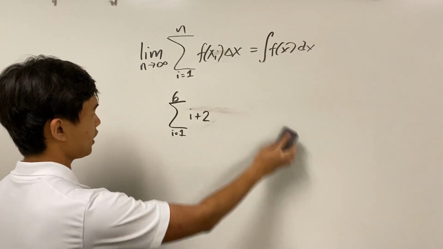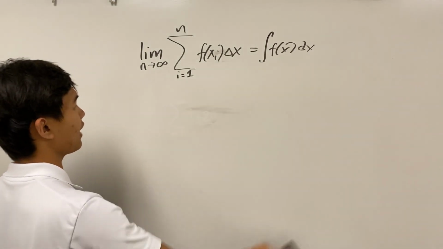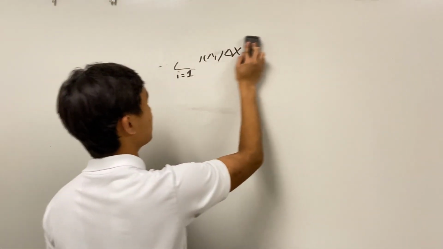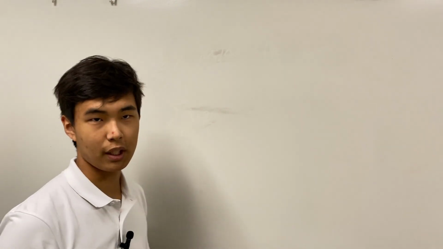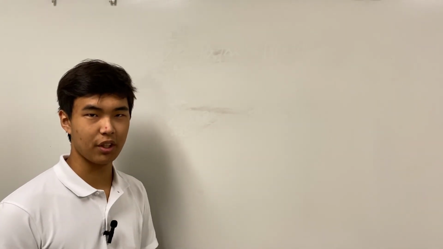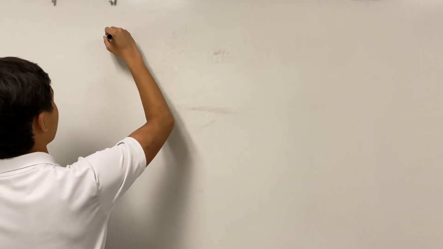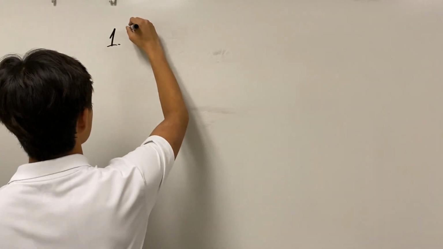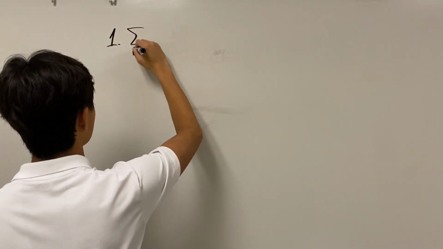If you're in AP Calculus AB, this is the last time you'll see sums, but if you're in BC, they'll come back when we talk about infinite series. All right, there's 4 sum formulas you have to know and some characteristics about sums. So the first formula is the constant sum rule.